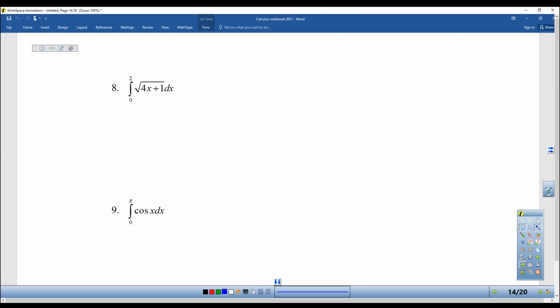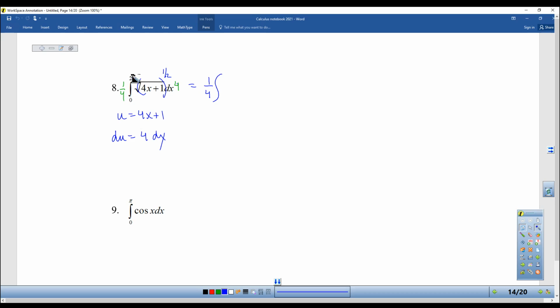Number 8. I'm going to switch this to a 1/2 power, and I'm going to let my u be 4x plus 1. My du is 4 dx. I don't have a 4 dx, so I'm going to put a 4 into the problem and put a 1/4 on the outside to counterbalance it. The 1/4 is a constant.